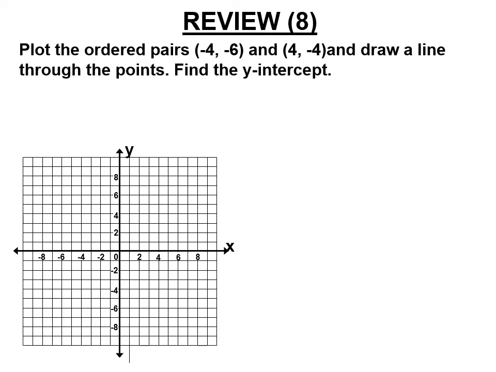Right, so plot the ordered pairs, negative 4, negative 6. X is negative 4, Y is negative 6. Positive 4, negative 4, right there. Draw a line through the points. How many different lines go through those points? Only one. So let me draw that one and only line that goes through those 2 points. What's the y-intercept? The y-intercept is right there. It was 0, negative 5. You can't abbreviate that. That's y-intercept is 0, negative 5. Does it have an x-intercept? Sure it does. It's over here somewhere.